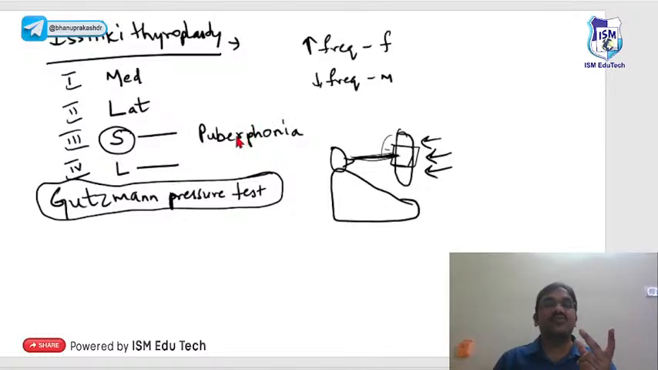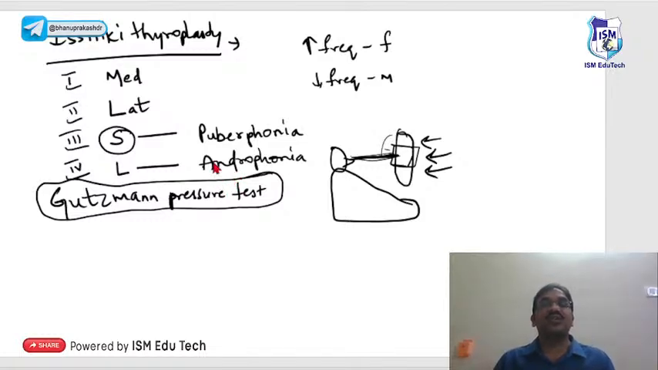Why shortening of the vocal cord needs to be done is that the tension, the pressure, the stretch inside the vocal cord needs to be decreased so that it vibrates with a low frequency, which is a male voice. Clear? And similarly, the inverse is true for androphonia, where a female gets a male voice.